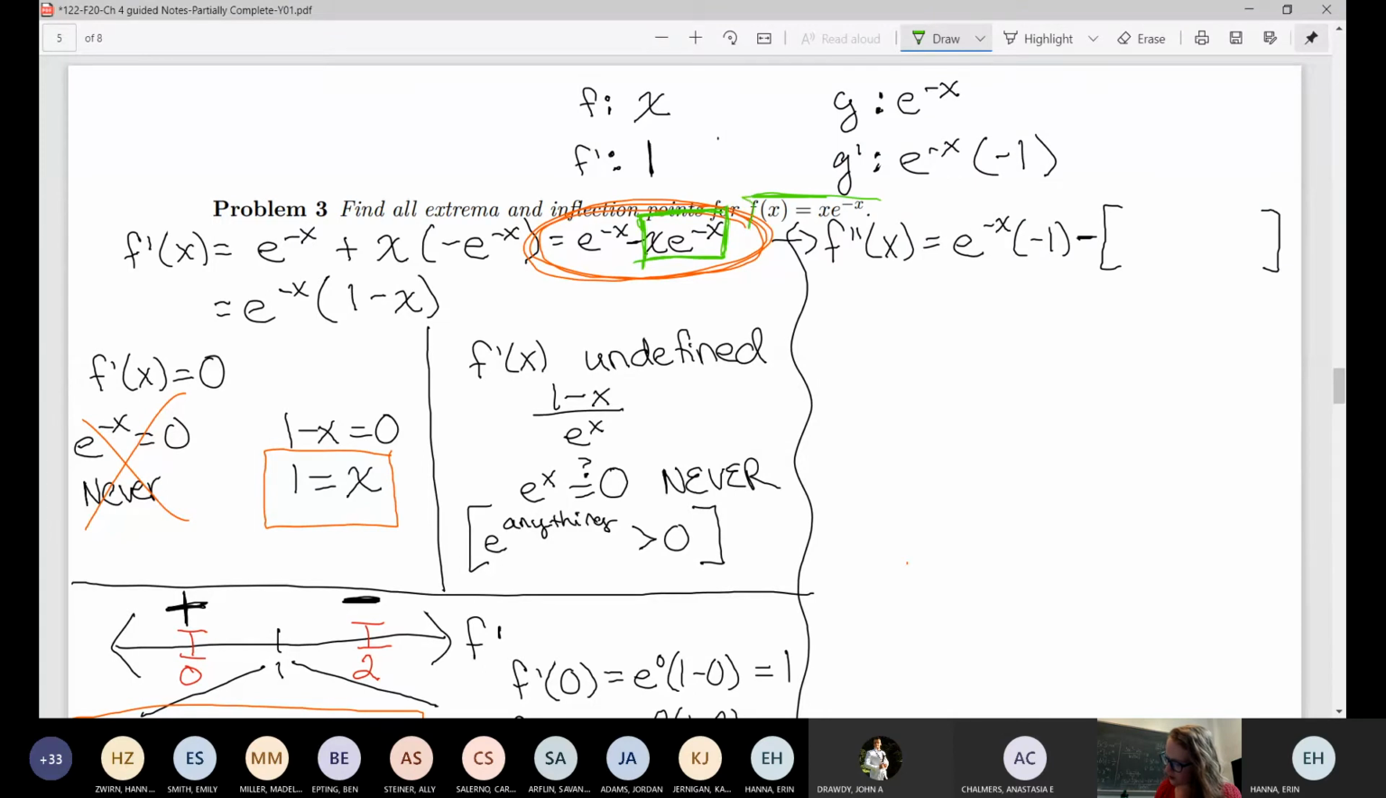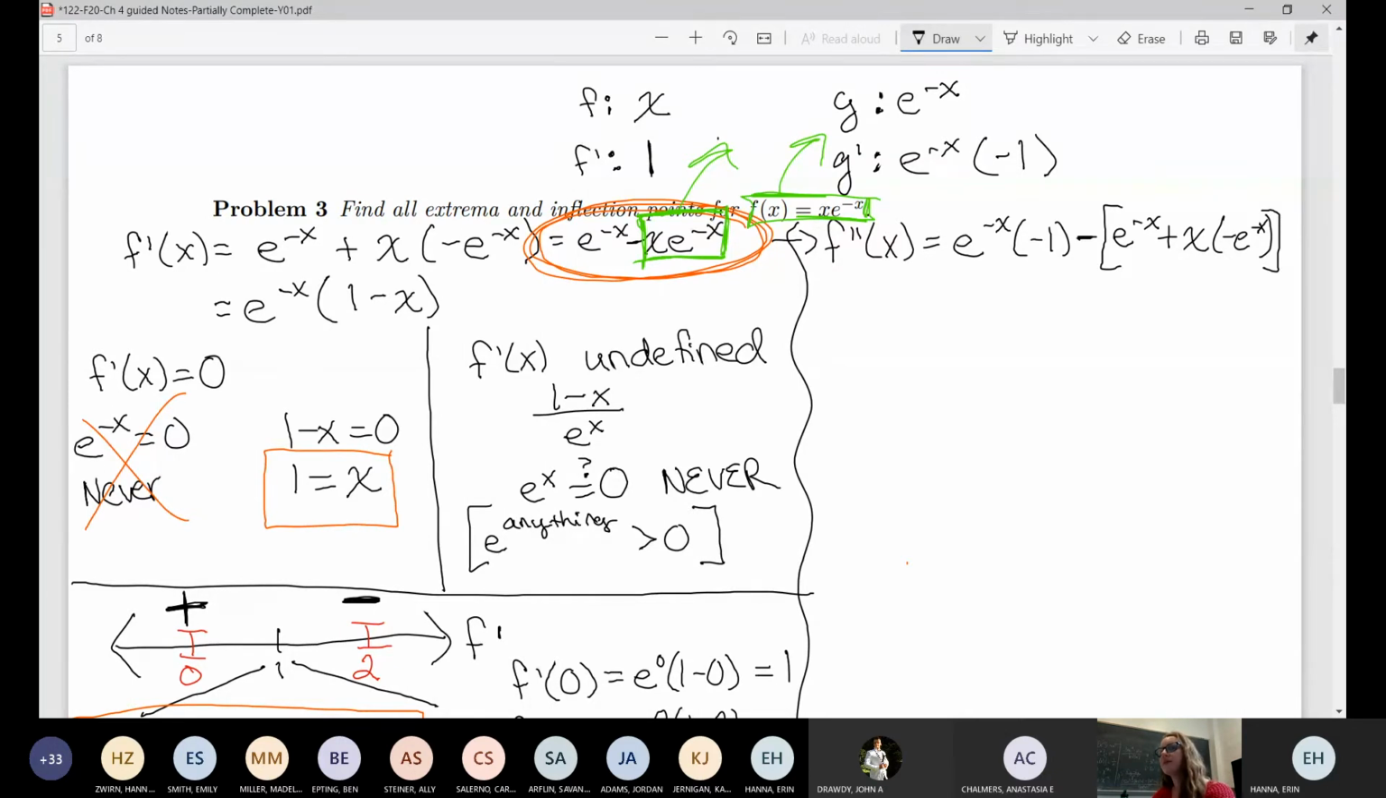But that was my original function. So I already did the product rule for that. That's exactly the product rule that I found up here. So the product rule for x e to the negative x I have already worked out. And that turned out to be 1 times e to the negative x plus x times negative e to the negative x.